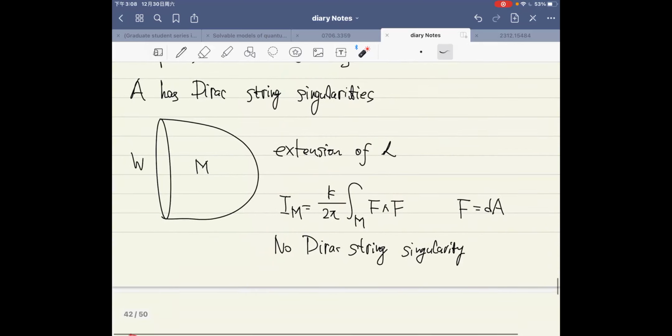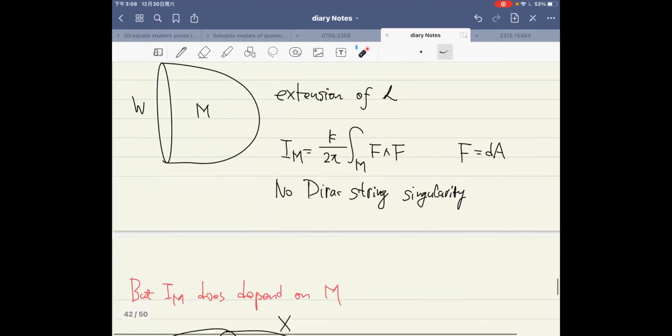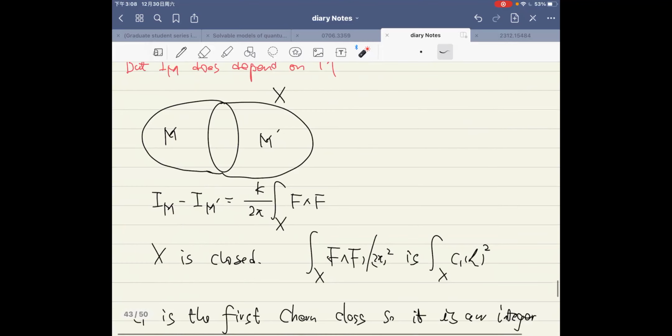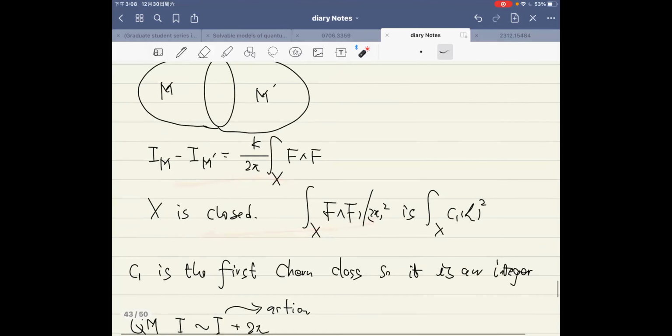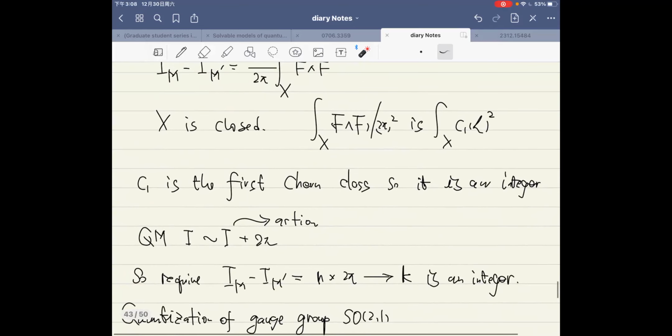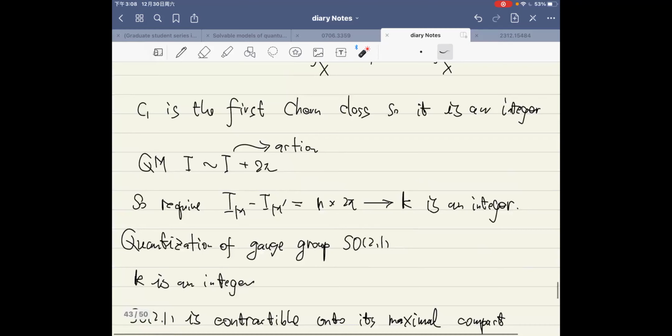However, we expect this action to be independent of the choice of M. Since M is orientable, we recall that any difference between two different choices of M is a multiple of 2 pi. Okay, leading to the quantization of k as an integer. Okay, it is because C1 is the first Chern class, so it must be an integer.